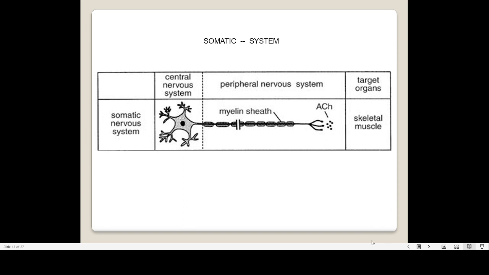Now you can see in the somatic system, the cell bodies are in the central nervous system and the axon is in the peripheral nervous system. This axon is covered by a myelin sheath, and the end of the neuron secretes the neurotransmitter acetylcholine, ACH. Usually these are distributed in the skeletal muscles.